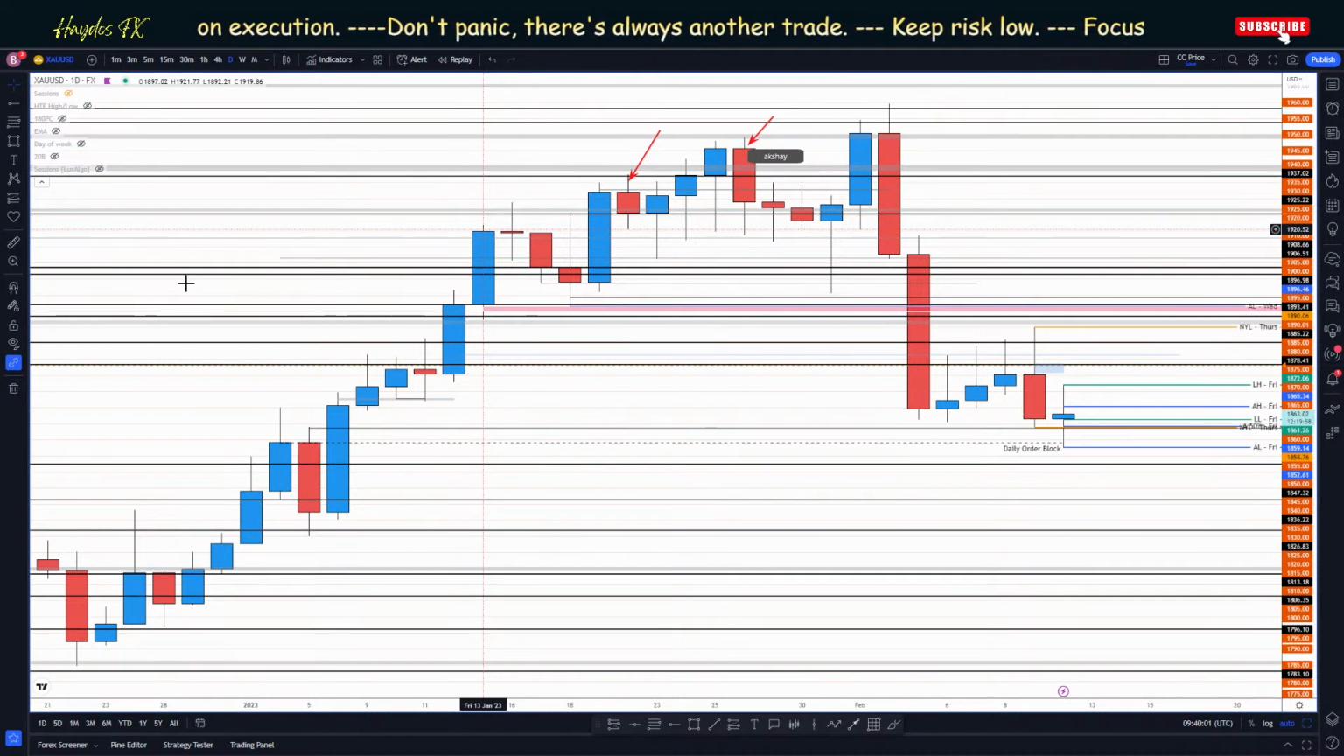And this is your point of interest area. This is your point of interest area for NY also. Now it can either take out this double bottom and then price can simply push to the upside afterward. I'm still going to have a sell limit here, and it's going to be cancelled if we hit this first.